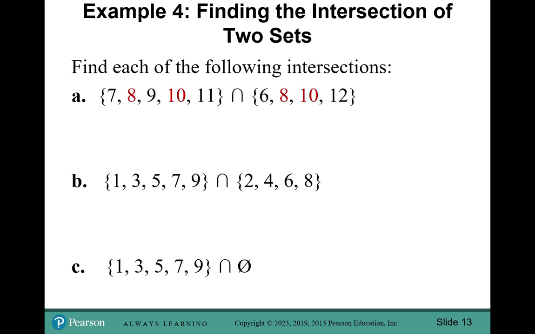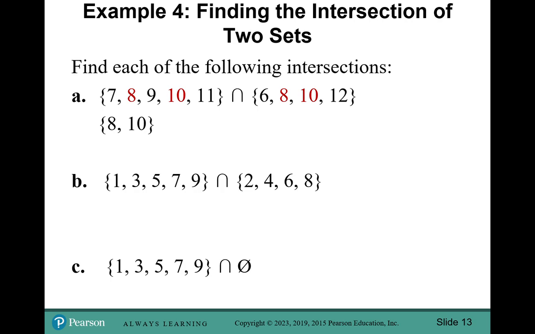So let's find the intersection of two sets. Find each of the following intersections. The first set here is 7, 8, 9, 10, 11, and we want to intersect that set with 6, 8, 10, 12. I think you can see by the highlights here that the elements they're sharing in common, which is their intersection, is 8 and 10.